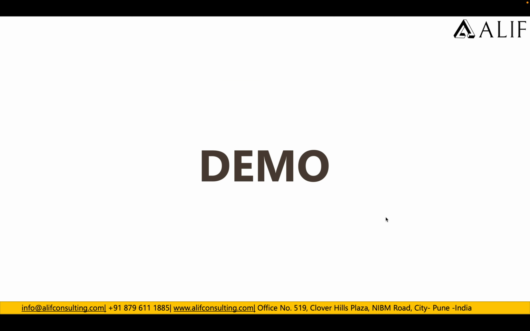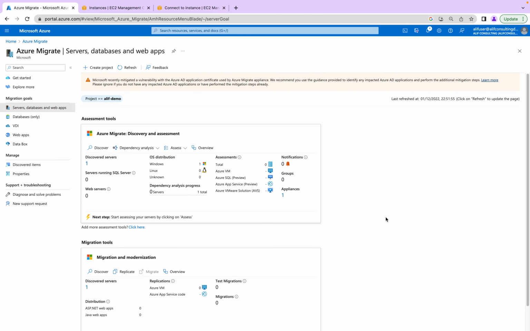So let's quickly jump into the demo, since this video is going to be real work which you do in the real world. Let's understand how we do the assessment directly from the Azure Migrate project using the Azure portal. I am already in my Azure Migrate console and in my project. Once your discovery is completed, in my case already done and showing one VM, we have two things.